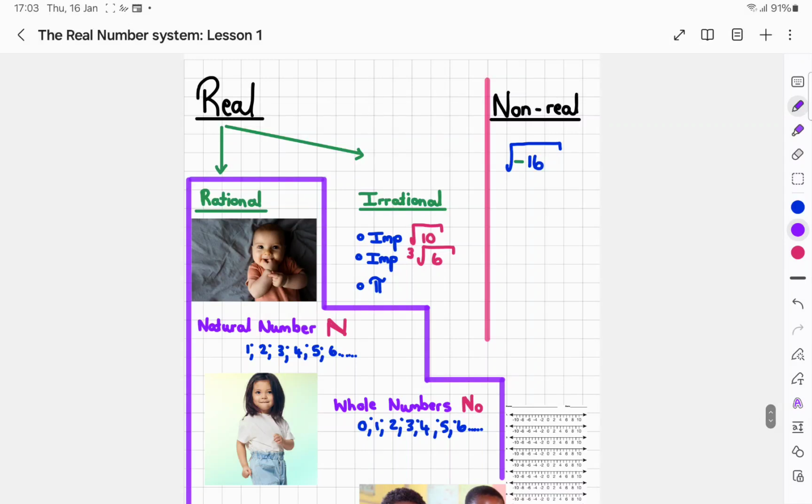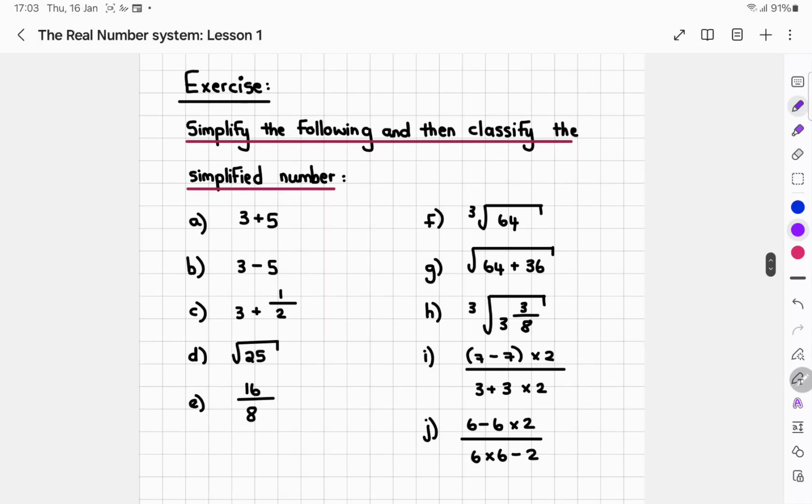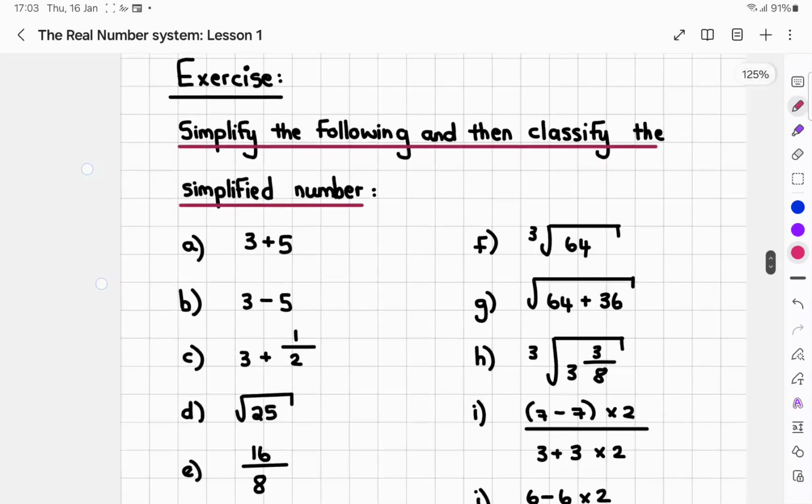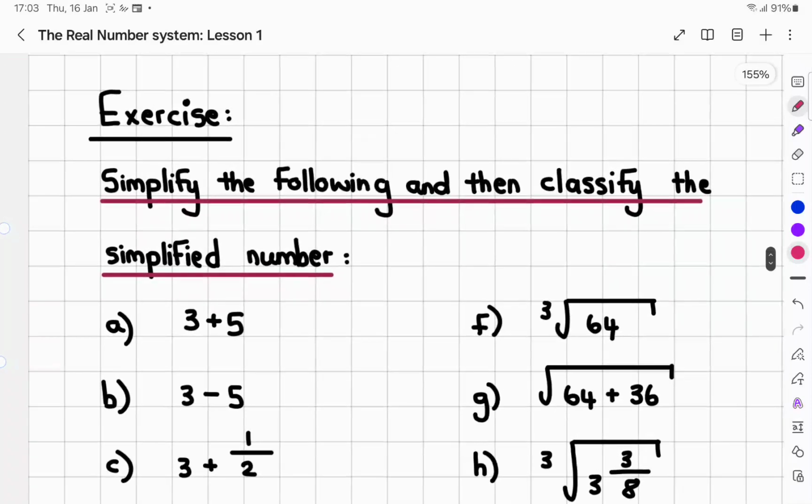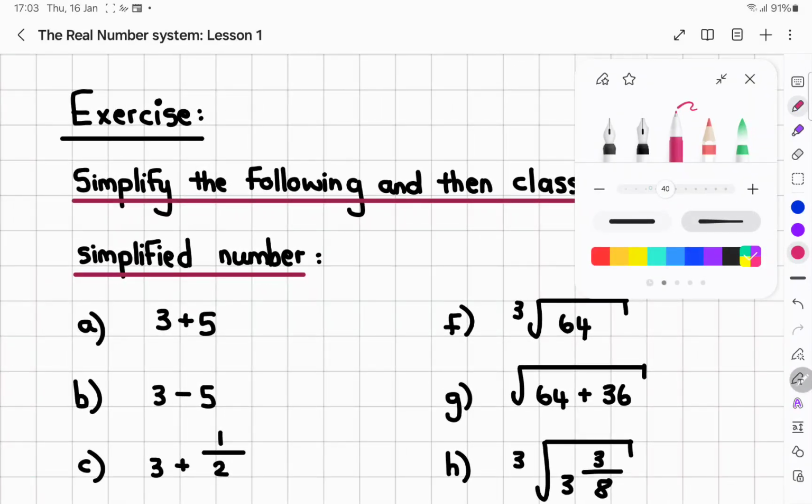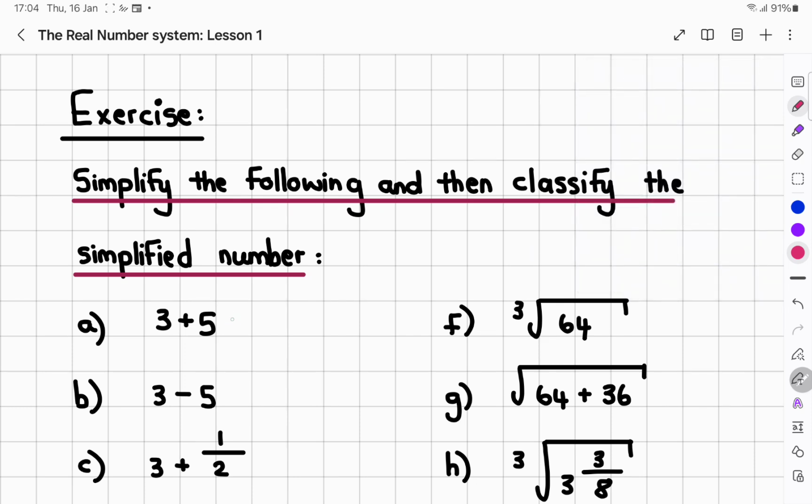So let's have a look at how your teacher will assess this in your exams or in your tests. This would be more grade 8, perhaps grade 9, but more grade 8. So you always have to simplify. They say simplify the following and then classify the simplified number. Okay, so we need to classify it and see where it would belong. First we're going to simplify.